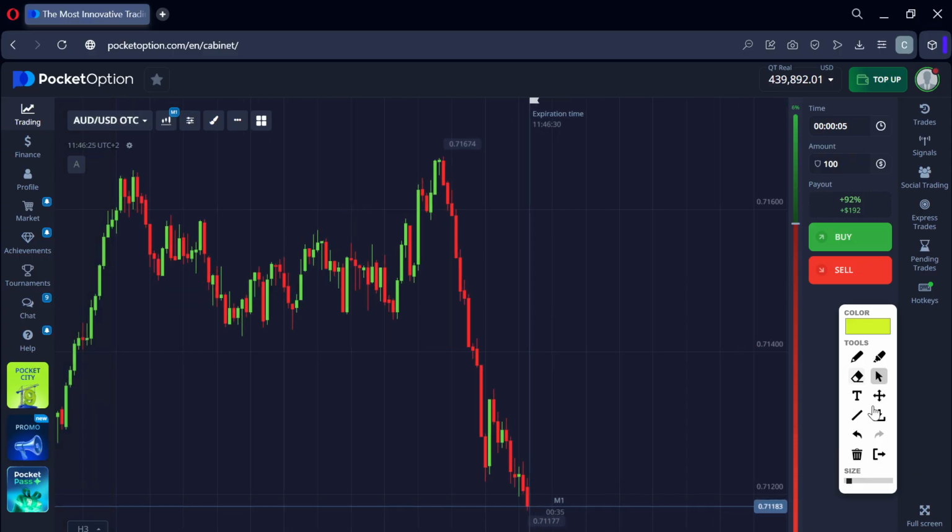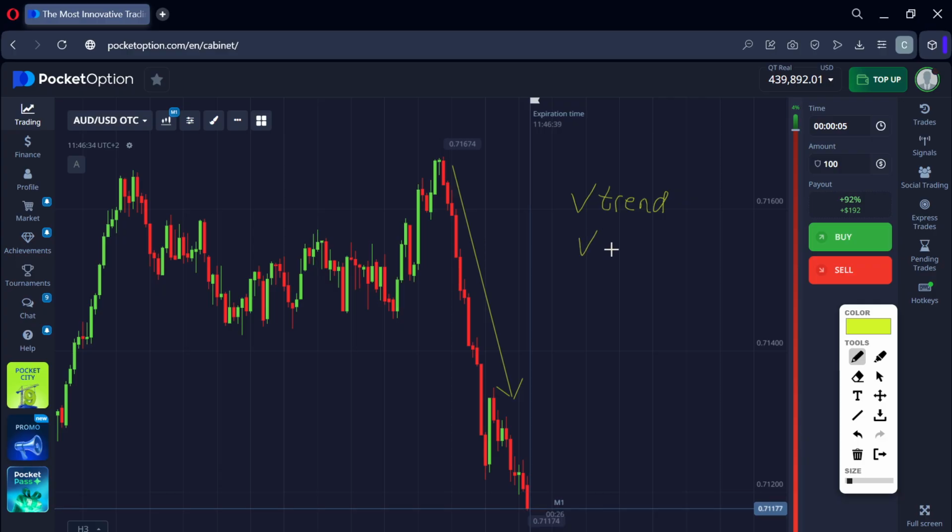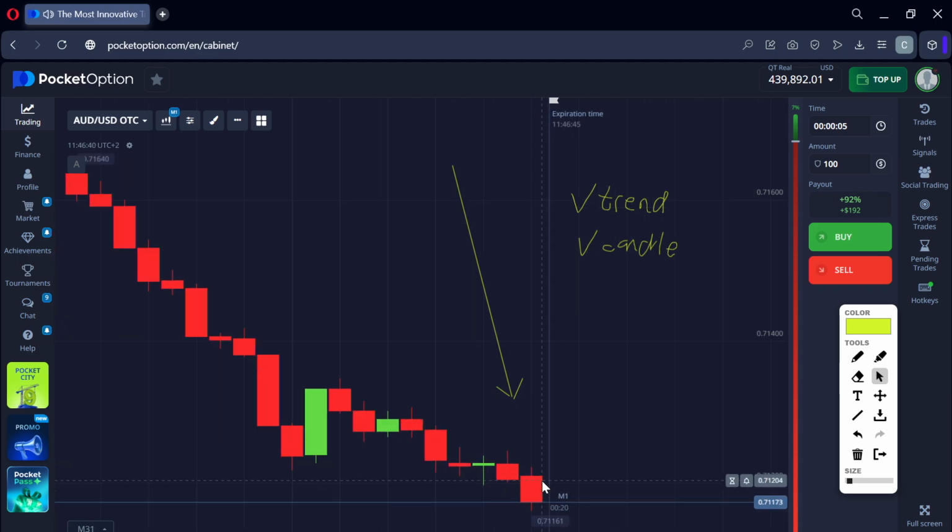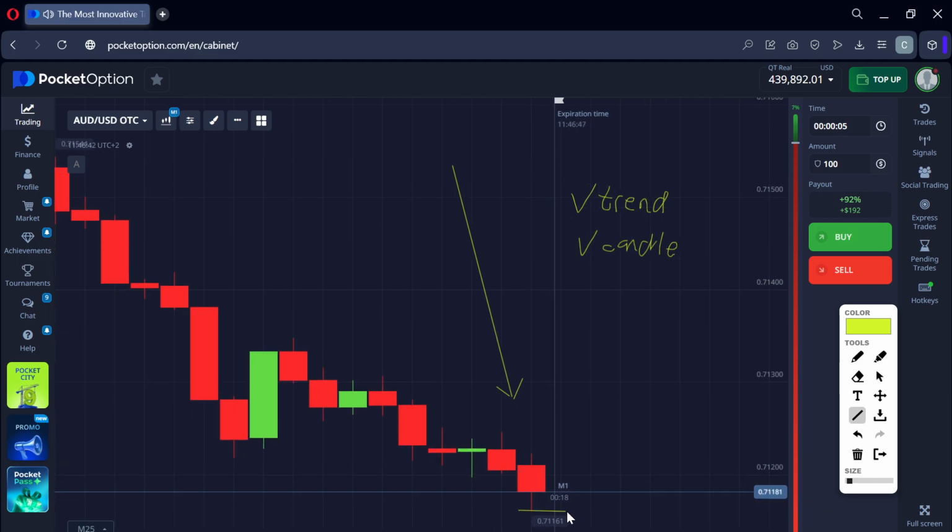So here again, what do we see? Well, another downtrend, right? That should be your first thing to tick off. You need to tick off what is the trend, okay? Then you need to tick off what is the candle color. So the candle color here, from what we're seeing, is obviously a red candle, which means that as long as it stays below this low over here, we can continue to look for sells.